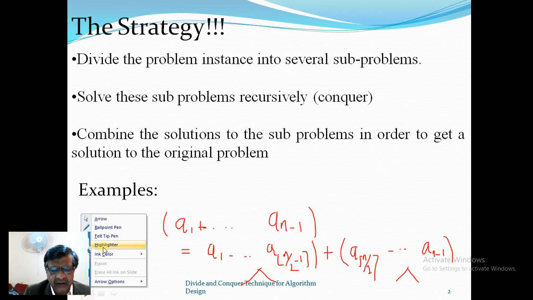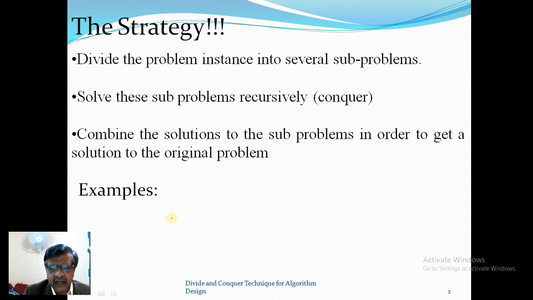On the other hand, we can think of another example, that is raising a number to a power. a to the power of n can always be dealt with under the divide and conquer strategy as a to the power of floor of n by 2 into a to the power of floor of n by 2.